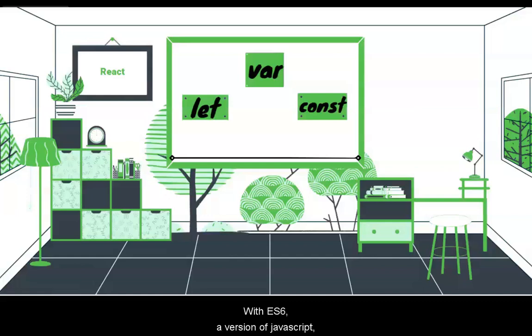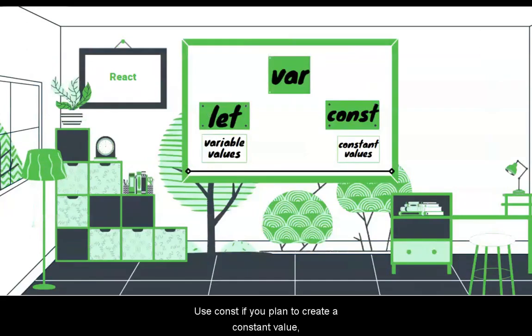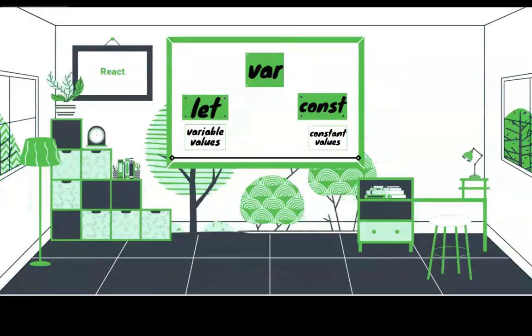With ES6, a version of JavaScript, two different keywords have been introduced. They are let and const. Var still works, but you are strongly encouraged to use let and const. In fact, let is so to speak the new var. You use it for variable values. But the most important solution here is to use let if you want to create a variable that has variable values, and const if you plan to create a constant value, something that you assign only once and never change.